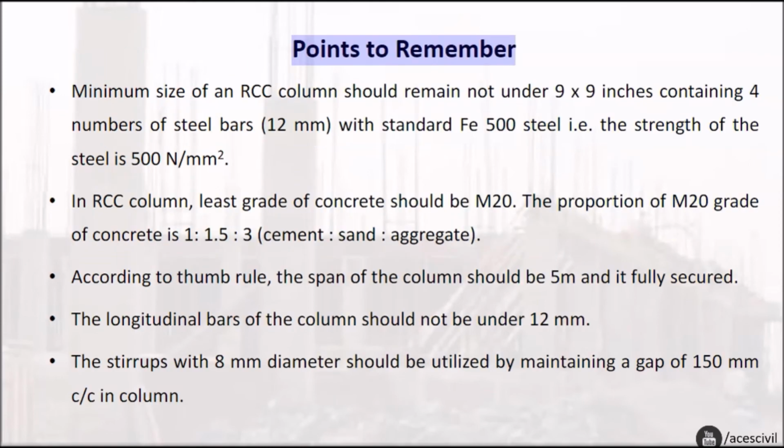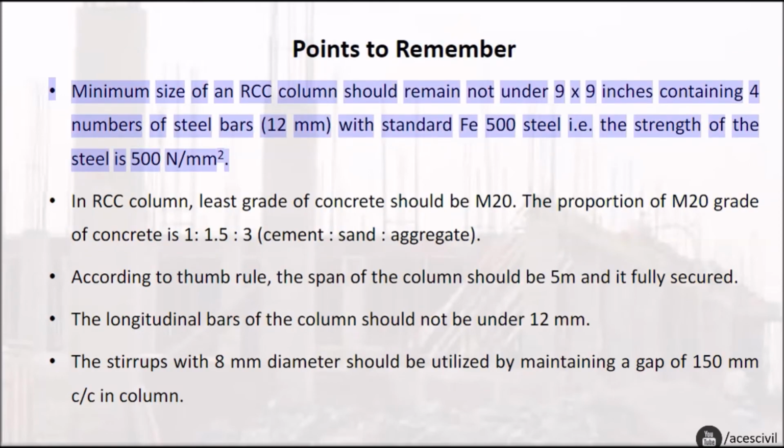Points to remember. Minimum size of an RCC column should remain not under 9 x 9 inches, containing 4 numbers of steel bars, 12 mm, with standard Fe 500 steel, i.e. the strength of the steel is 500 N/mm2.